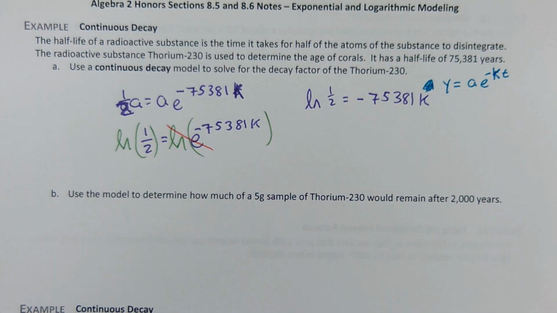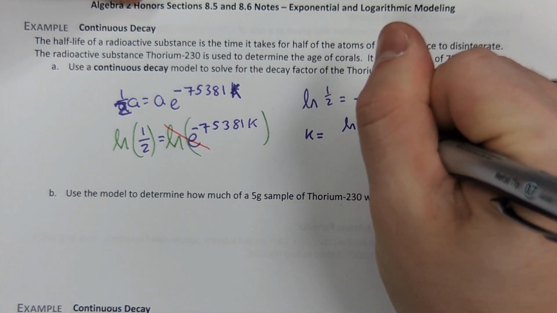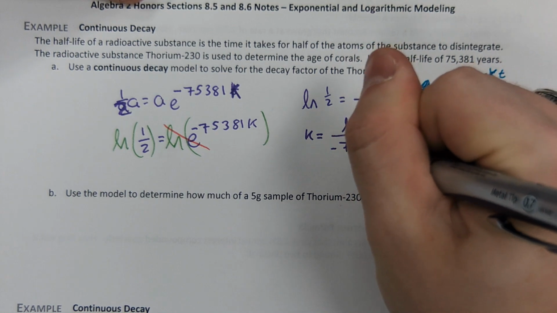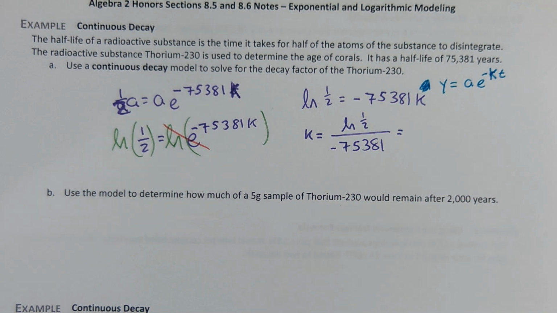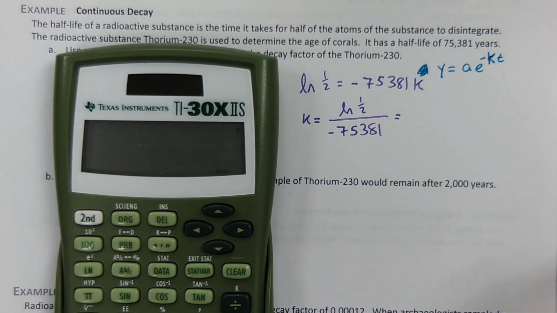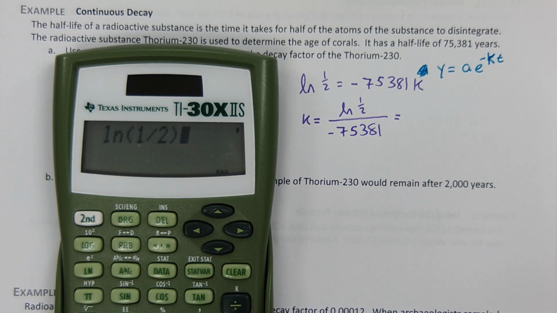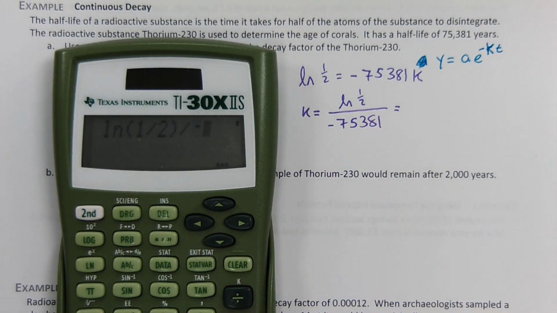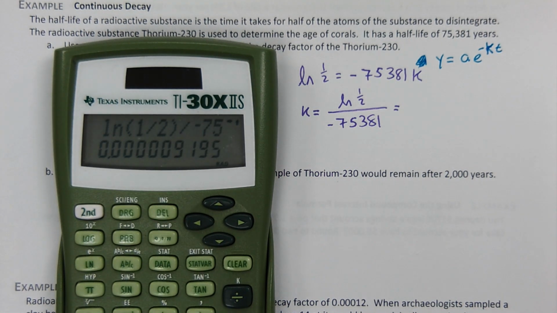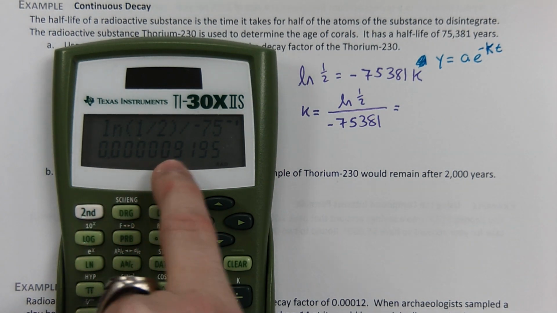So k is alone after you divide. And we'll grab our calculator for that one. We're probably going to have to get a lot of decimals on it. We'll see. Natural log of 1 divided by 2. Close up your argument. Remember, if you don't close your argument, the calculator doesn't know when your logarithm is finished. Divided by this negative 75381 equals, whoa, that is a lot of decimals. 1, 2, 3, 4, 5 zeros.